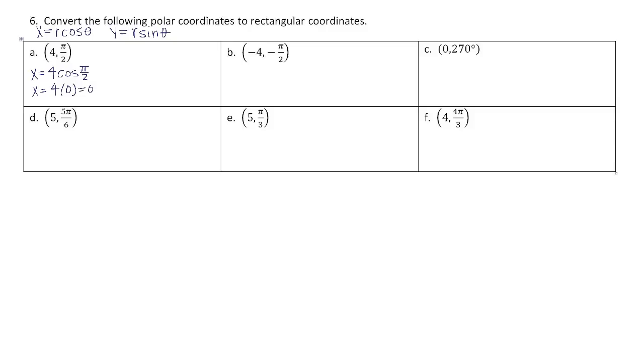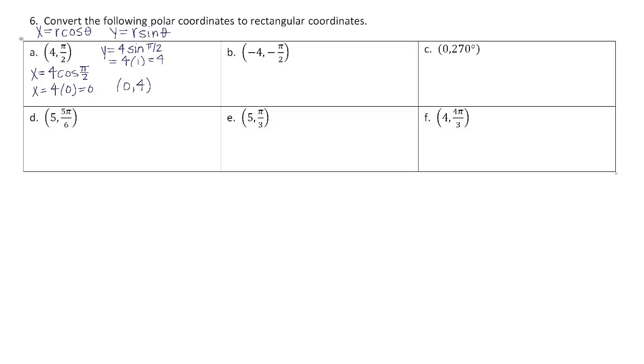And then we're going to follow through the same process here with y. It's going to be 4 sine pi over 2. And the sine of pi over 2 is going to be 1. So 4 times 1, which is 4. So the ordered pair that we found is going to be 0, comma 4. That's our rectangular version for this.